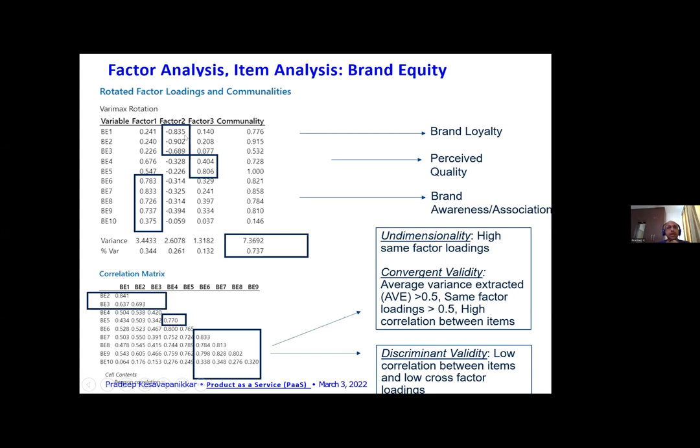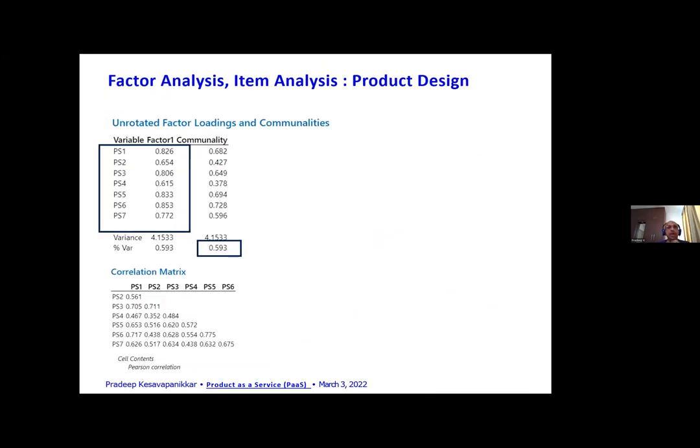The factor loadings were sufficiently high and the cross factor loadings were low. The average variance extracted was high. The correlation metrics, the within factor correlations, within item correlations were high, cross factor correlations were low. So, which all indicated that validity is acceptable. The previous one was for the first factor, which was brand equity. This one is for the second factor, which is product design, which also looks good.